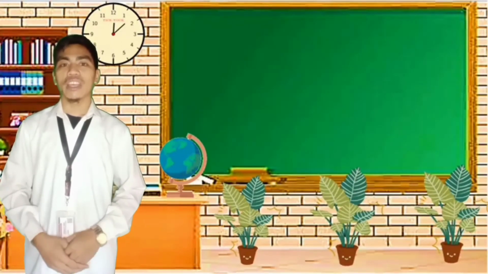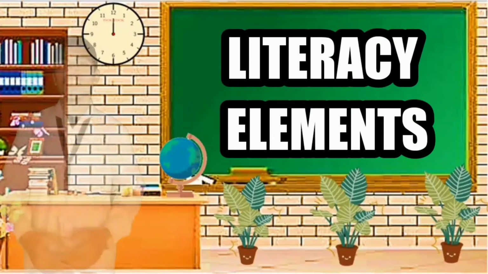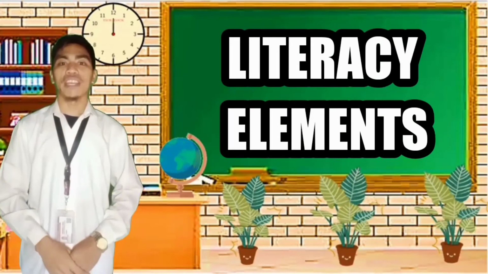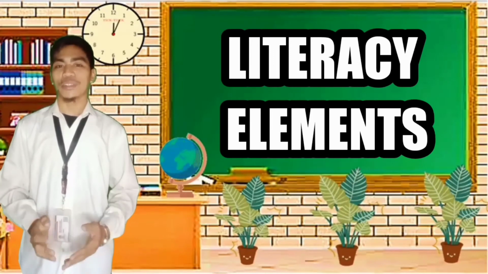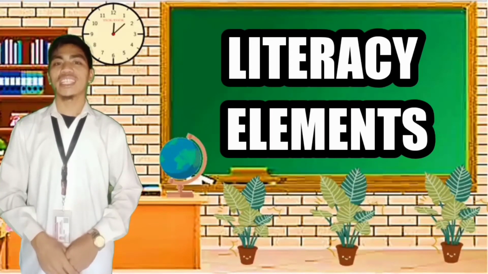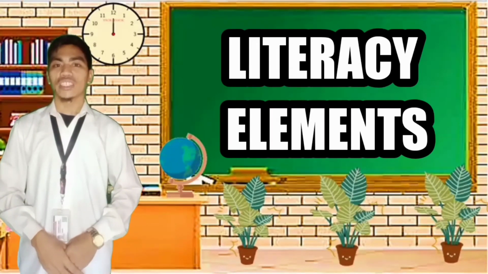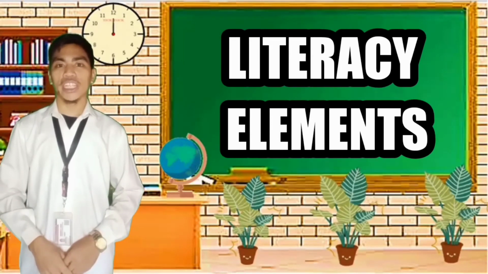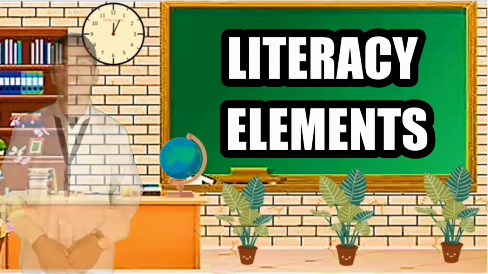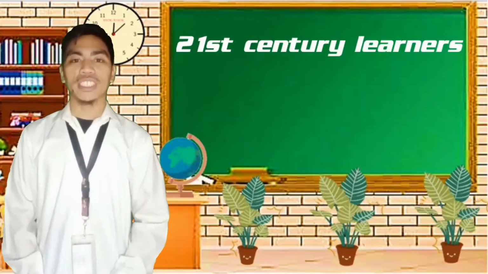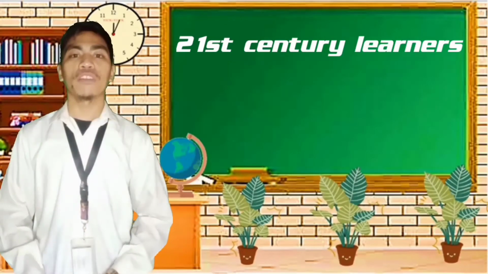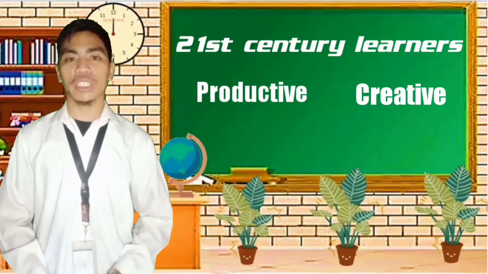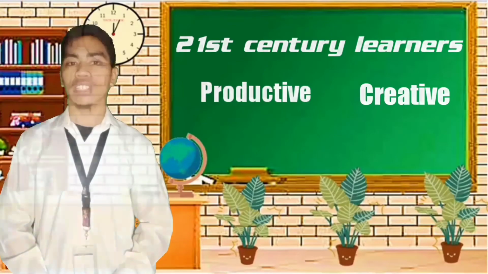In line with this, we have literacy elements that are observable for learners nowadays. These elements have an impact on every learner, like reading, writing, listening, technology, creativity, talking, and viewing. These elements have great feedback for the learners when they engage themselves in them. Being 21st century learners, we have to be more productive and creative through learning, and we have to achieve the competency of the K-12 curriculum.